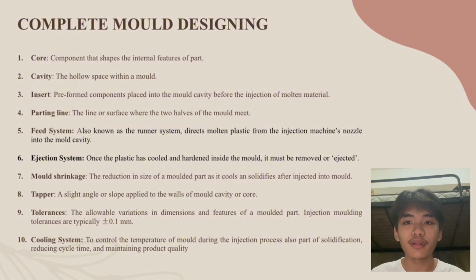And number 9, tolerance. The allowable variation in dimensions and features of the molded part. Injection mold tolerances are typically plus or minus 0.1 mm. And lastly, the cooling system, to control the temperature of the mold during the injection process, also part of solidification, reducing cycle time and maintaining product quality.